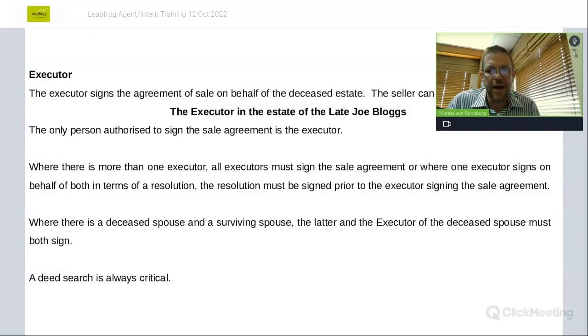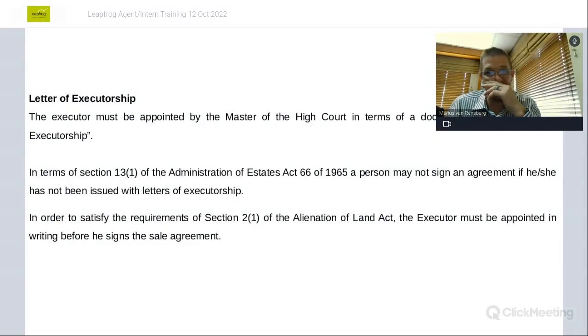Where there's more than one executor, please get all the executors to sign a resolution or to sign your sale agreement. Please, guys, you must do a deeds office search, because you often find a scenario where husband and wife own property together, and I'm using the husband as an example. Husband dies and wife is left behind. Now what's going to happen is the executor is going to sign for the husband, the executor in the estate of the late Joe Bloggs, and Mary Bloggs. So the executor is representing the husband, and the wife represents herself. Okay, and then they both get an offer to purchase.